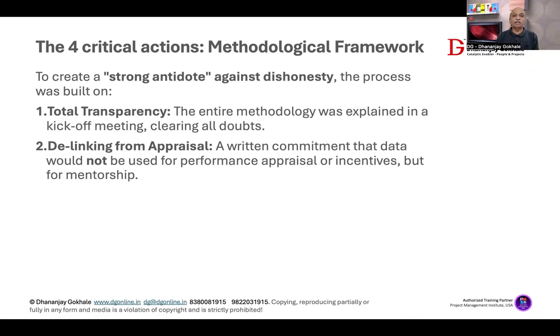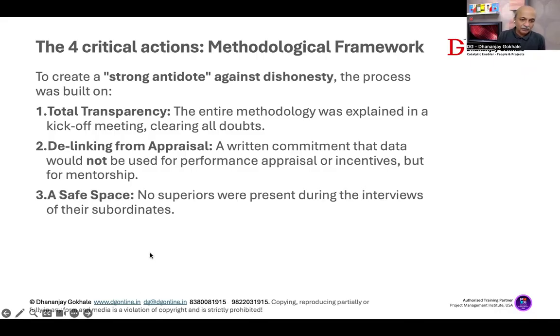The only way to delink it from the organization's appraisal is to pay attention only to the strengths, and use those strengths to cultivate the lesser strengths of others into higher strengths. If you follow that mechanism, it has always blossomed. There should be a safe space. What do you mean by safe space?